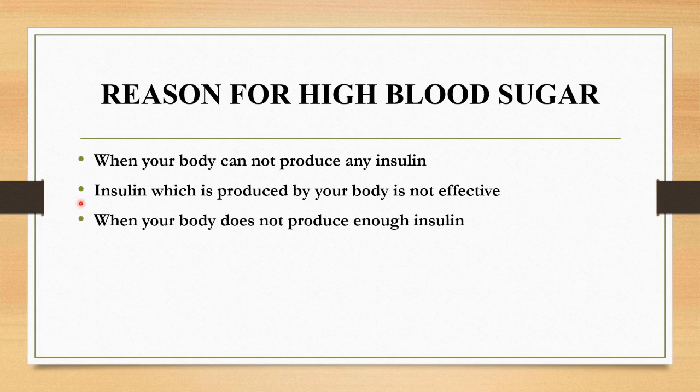The second reason is that the insulin produced by your body is not effective. Here, the pancreas is producing enough insulin, but whatever insulin it produces is not effectively utilized by the body. The third reason is when your body does not produce enough insulin. Here, the pancreas is producing some insulin which is not sufficient for the body. So these are the main reasons which end up in high blood sugar.